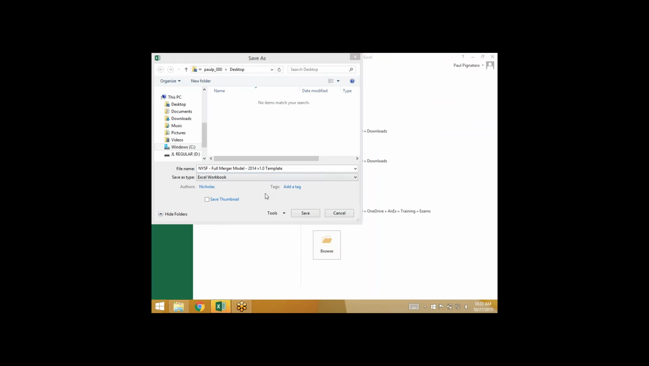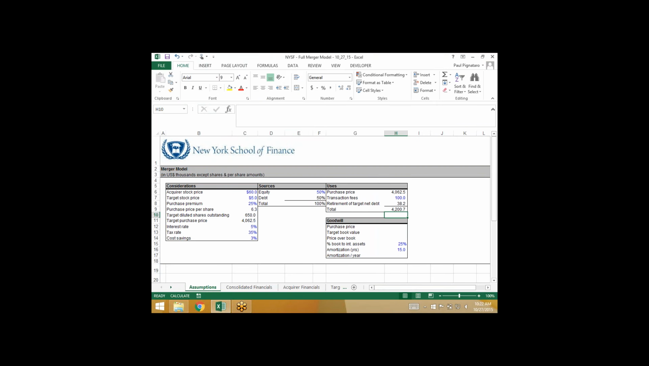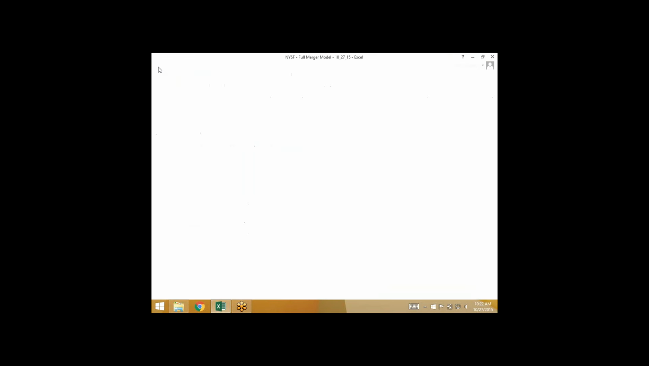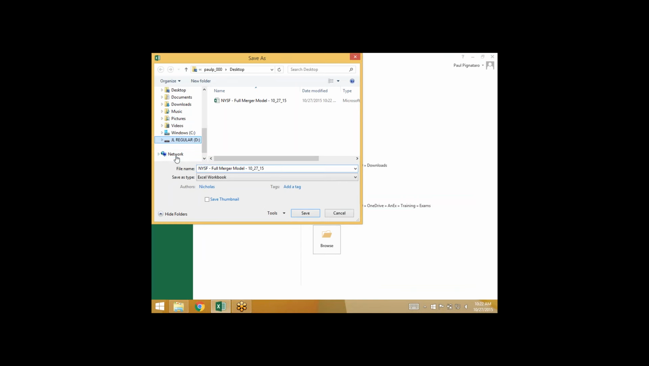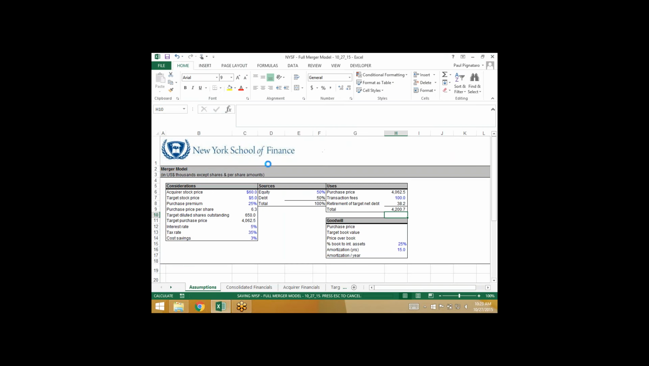Here we go. Let me just save this as 10/27/15. Okay. Yes. Say it again. I want to check which formula? Yeah, short-term debt plus long-term debt minus cash.